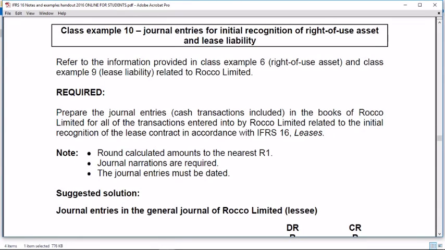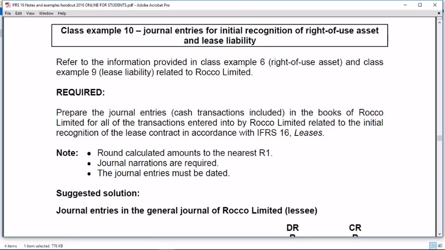IFRS 16 leases, journal entries for the initial recognition of the right of use asset and the lease liability. We will now look at class example 10, which would indicate all the necessary journal entries required for the initial recognition of the right of use asset and the lease liability.